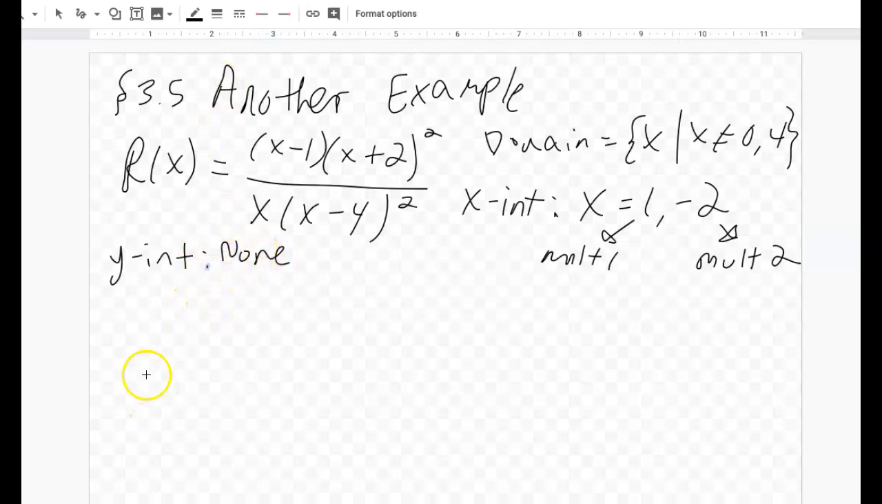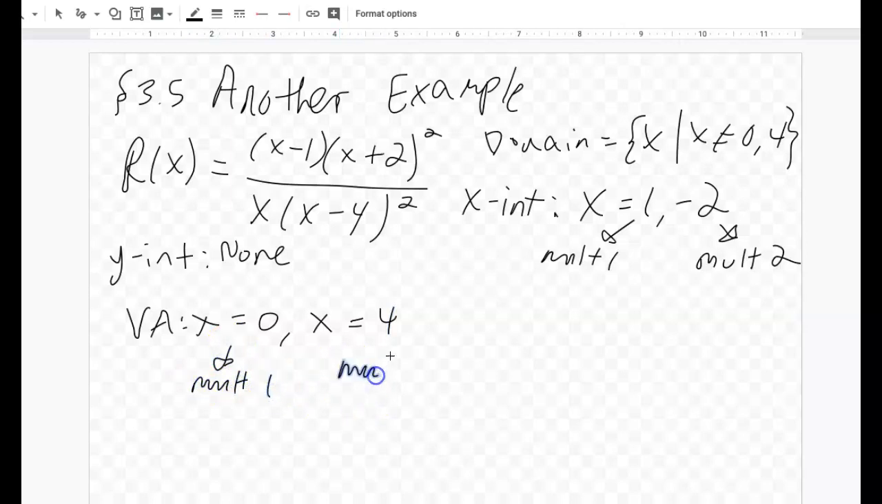And the vertical asymptotes are going to be x equals 0 and x equals 4. And this one is going to have multiplicity 1, and this one's going to have multiplicity 2. And so what this is similar to is, when the multiplicity is 1, it's similar to the reciprocal function 1 over x.